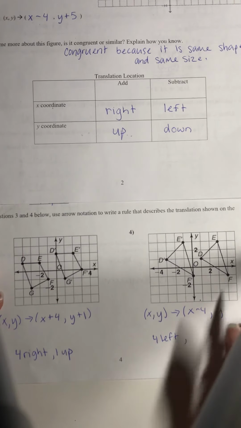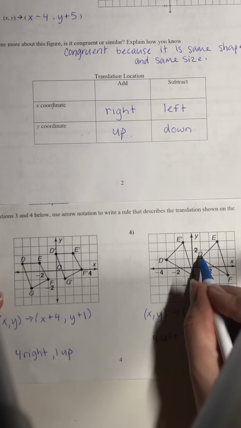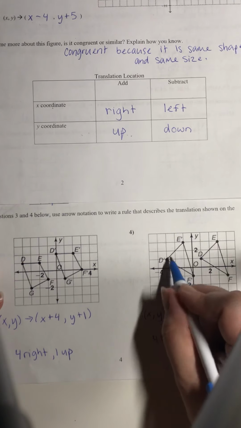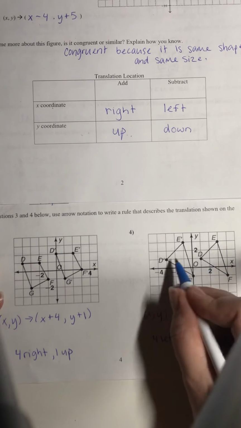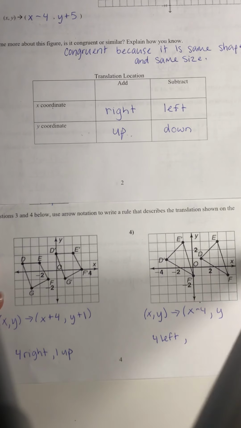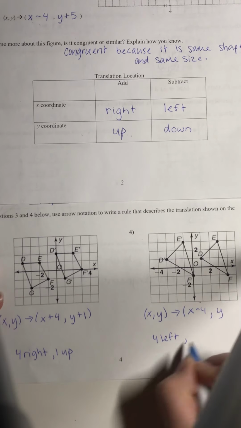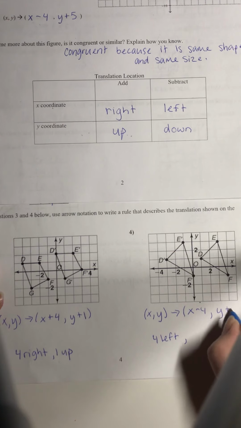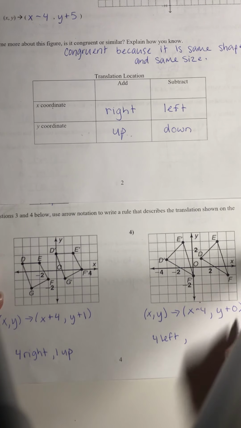And the y coordinate, oh, look at that. The y coordinate, there is no change. These points are exactly the same height on both pictures. So that's it. We're just going 4 left. The y coordinate is not going to change at all, so we can just put 0.